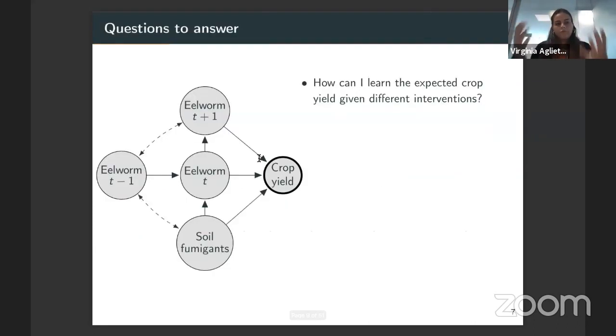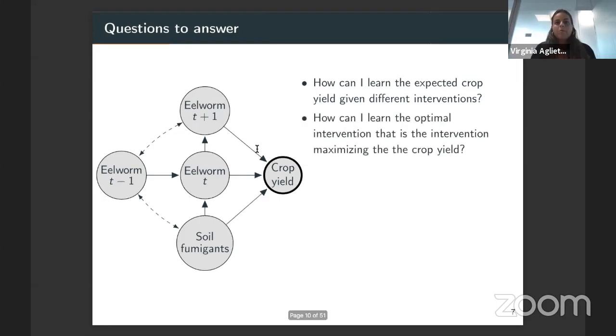Right. So for instance, just to state and to clarify what we try to answer, in the case of the crop yield example, we might be interested in learning the expected crop yield under different interventions. So this is just like a causal inference question.